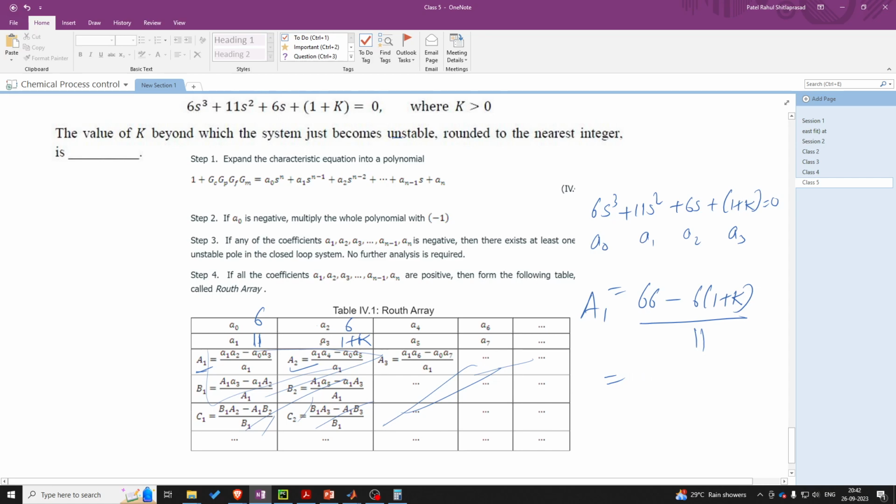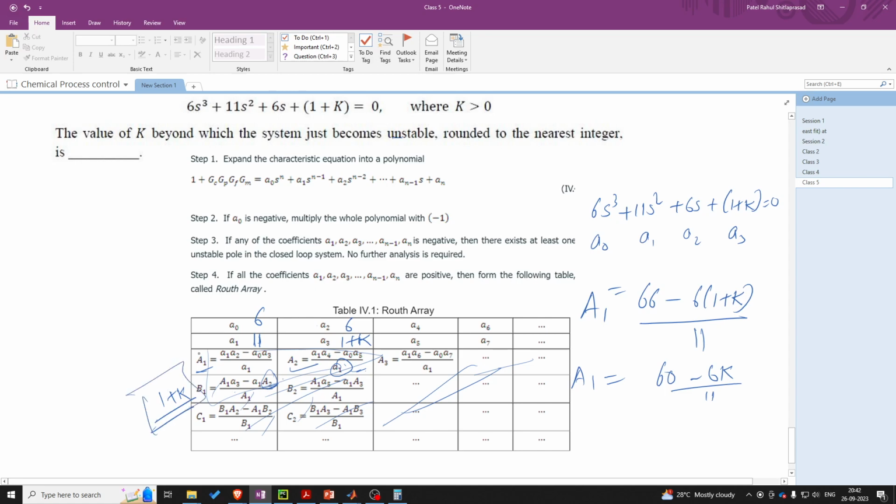Similarly, am I doing it correct? So we can simplify this further, that is 66 minus 6 is 60 minus 6k upon 11 value of a1. Then we are having the value of a2. Since all these terms a4, a5 are 0, this term will become 0. Similarly, a2 is 0, so this term becomes 0, a1 gets cancelled out, and b1 will basically be a1, so a3 is basically 1 plus k.